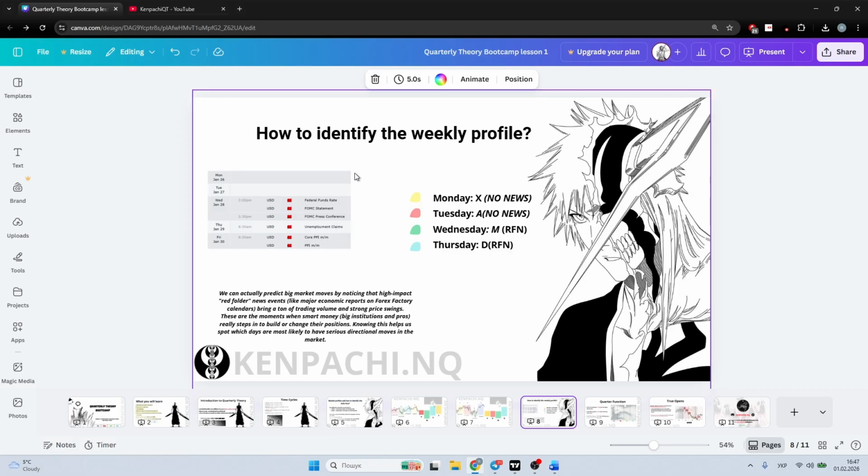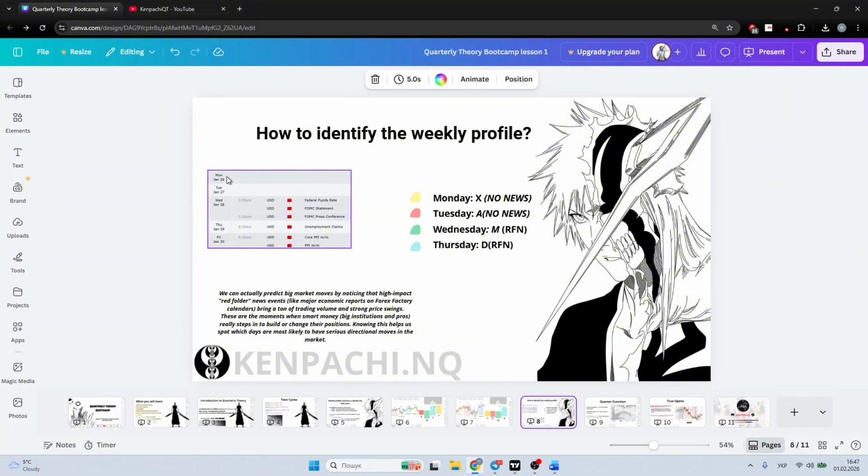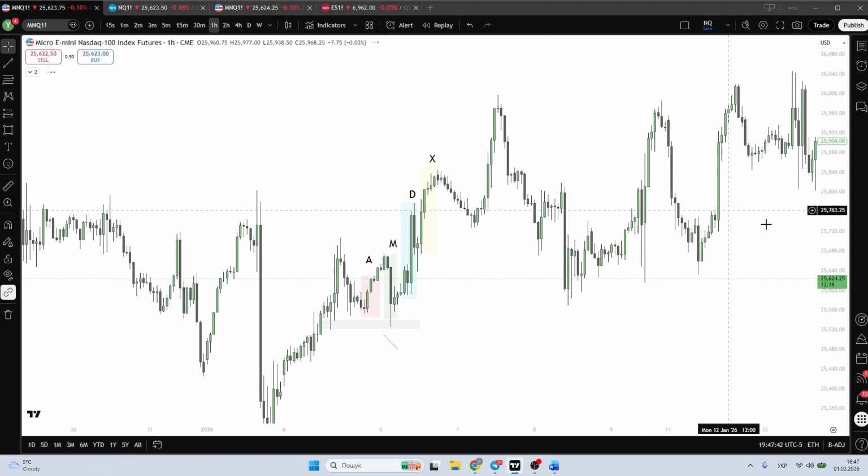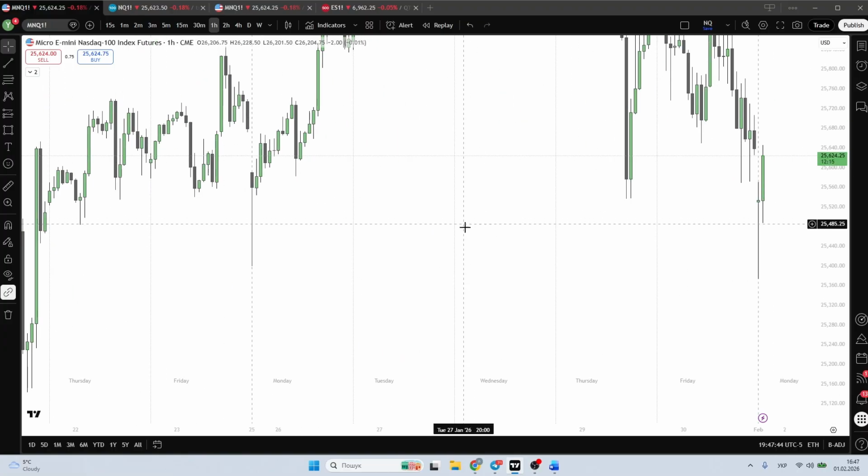This is basically the last week, and as we can see, Monday did not have any red folder news. Tuesday as well. And only on Wednesday we got red folder news. On Thursday we got red folder news, and on Friday. But Friday is not a quarter, so it has its own function. Remember, this is only for quarters: Monday, Tuesday, Wednesday, Thursday.